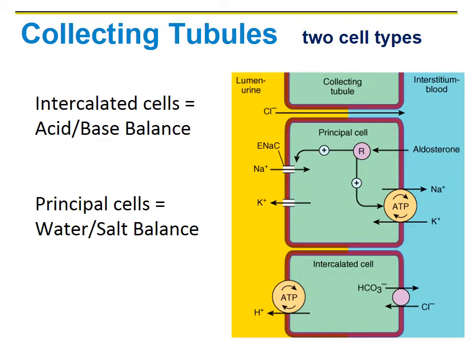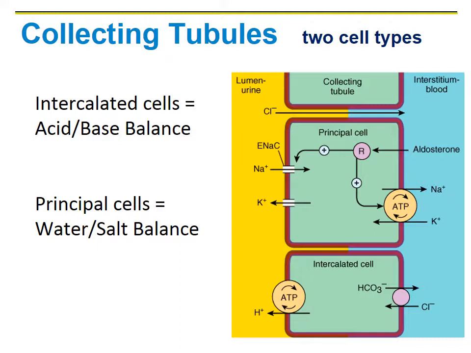Recall that the nephron ends at the distal convoluted tubule. Whatever fluid is left in the lumen at this point is now called urine. Urine from multiple nephrons will now enter into the collecting tubule or duct, where there is one last chance to process it before it leaves the kidneys.